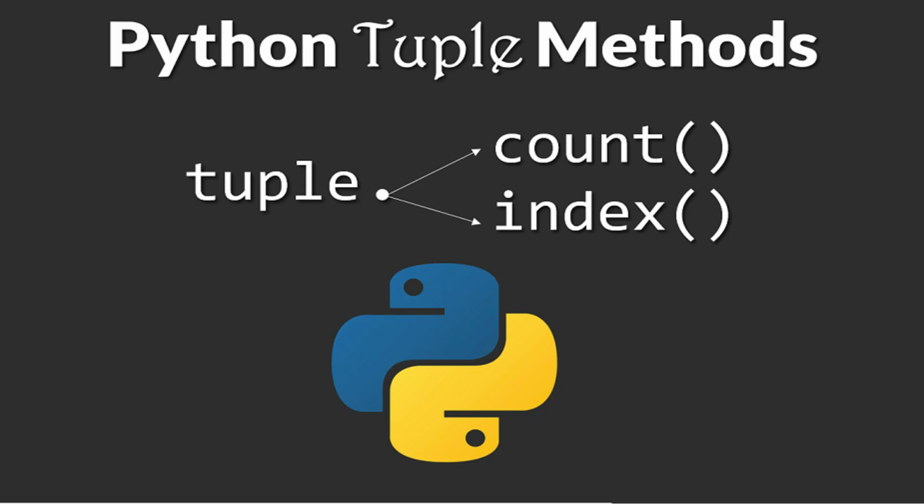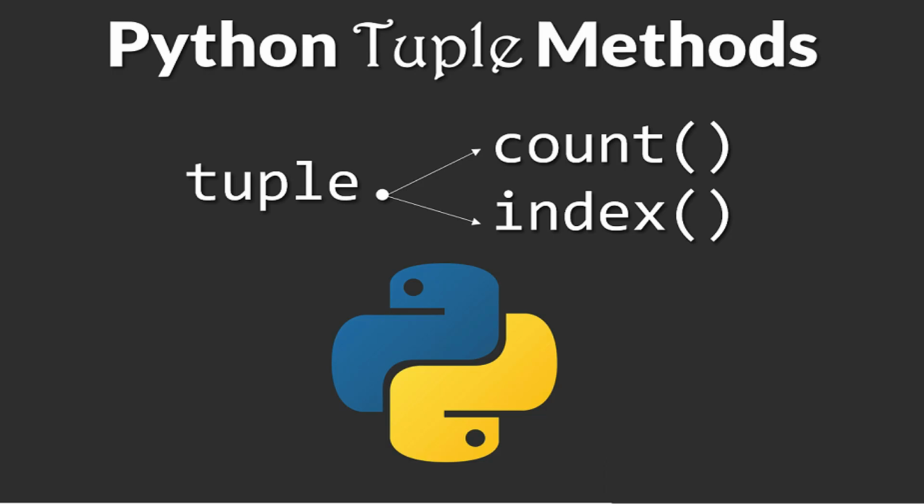Now, when it comes to methods associated with tuples, there are only 2 methods, count and index. And the reason is because tuples cannot be changed because they are immutable. So there is no need for a method to add, update, pop, and so on.